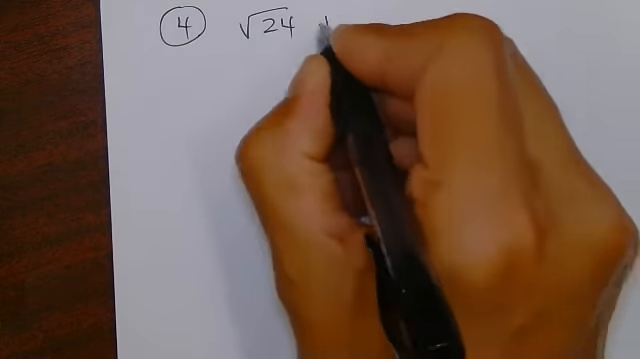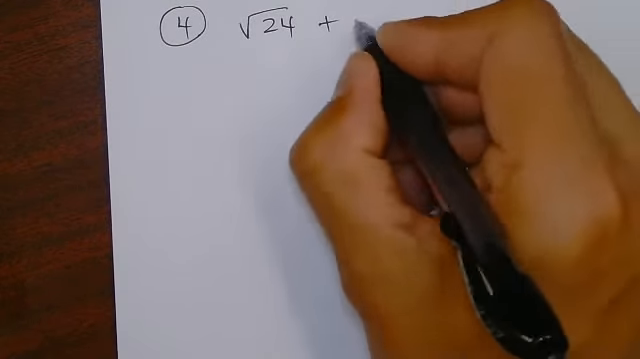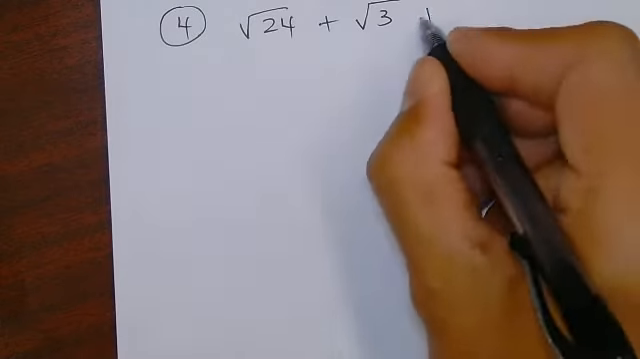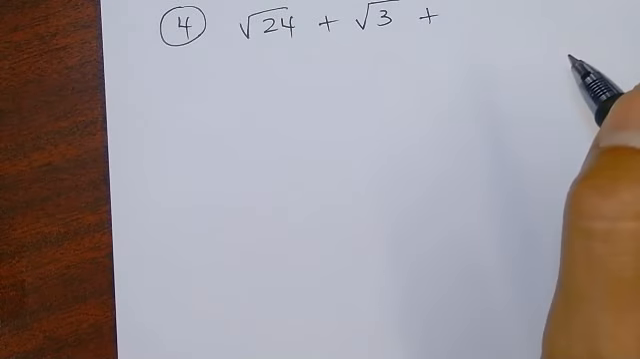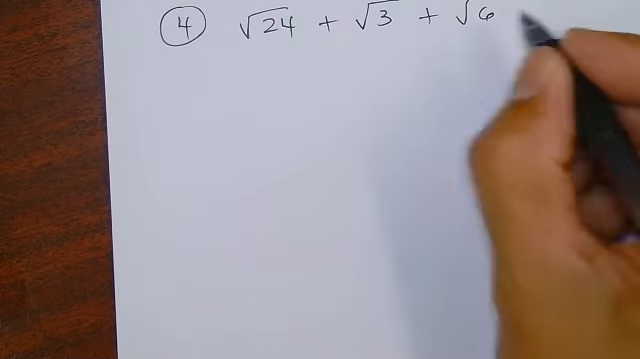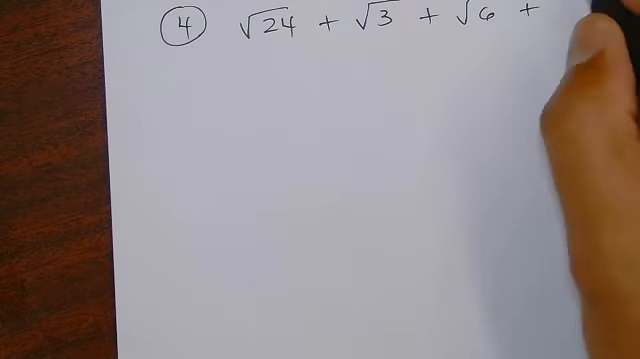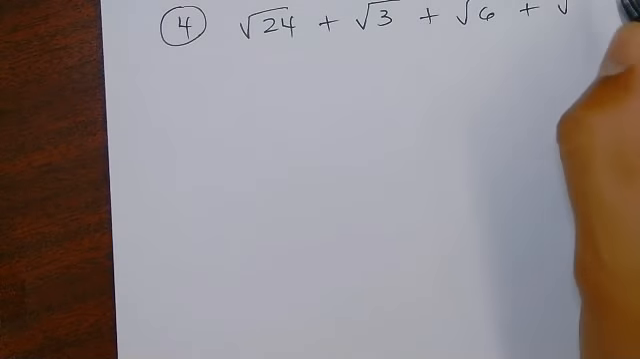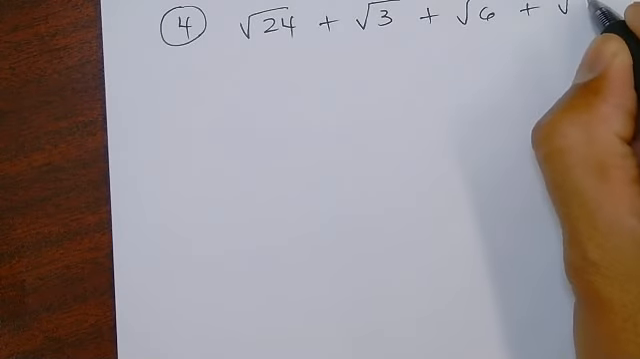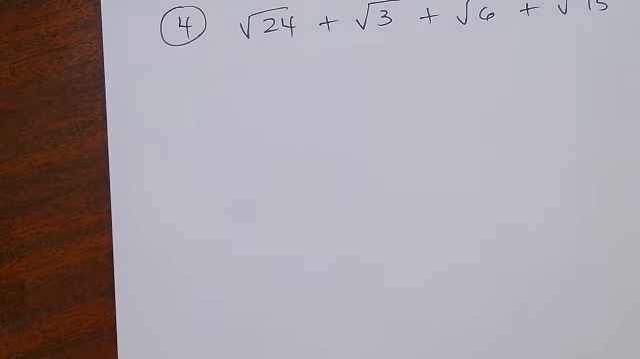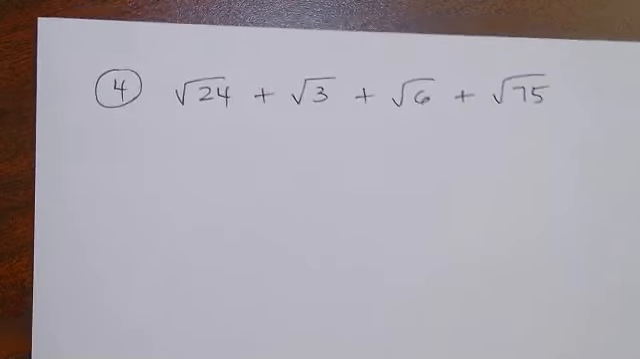Okay, number 4. How about the square root of 24 plus the square root of 3 plus the square root of 6 plus the square root of 75?